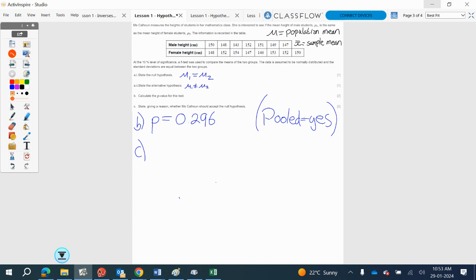State, giving reasons, whether Ms. Calhoun should accept the null hypothesis. So always with a comparison of this value and this value. What is our significance level? 10%, so 0.1. There's insufficient evidence. The p-value is greater than the significance level, meaning there's insufficient evidence to reject the null hypothesis.